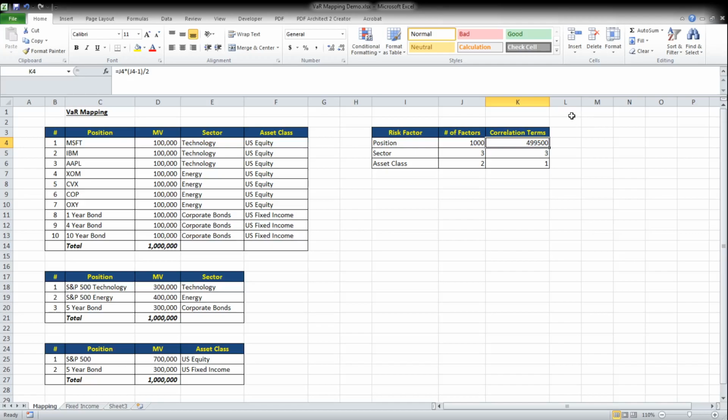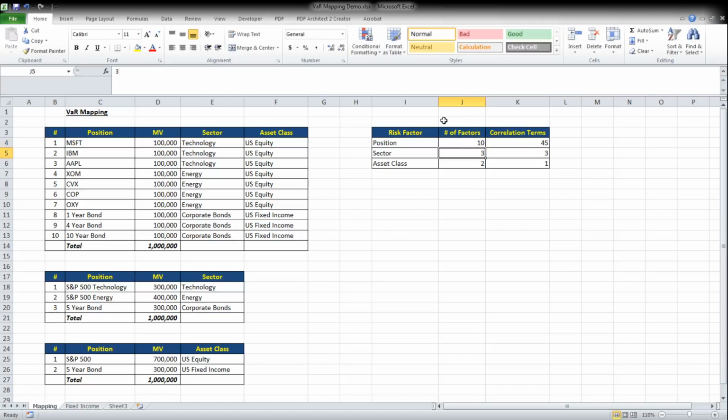So you may not even need to do that, by mapping these individual positions to a number of risk factors and save a lot of time, a lot of money, a lot of effort, and not actually lose too much accuracy in the process.